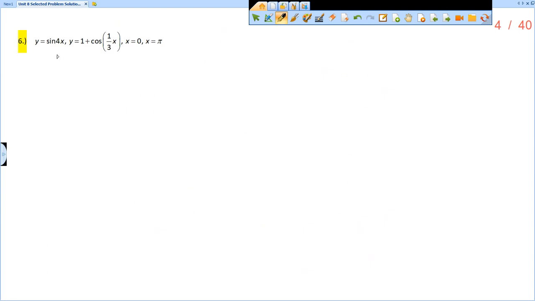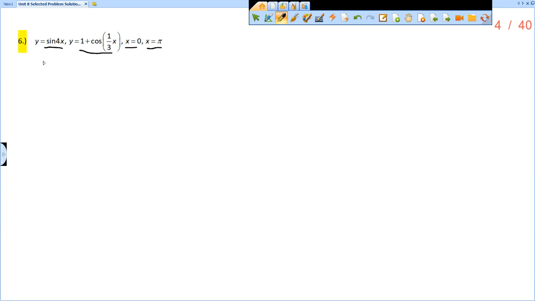I've got y equals sine of 4x, y equals 1 plus cosine of 1/3 x, x equals 0, x equals pi. The main challenge here is that I have to figure out what sine of 4x looks like and what 1 plus cosine of 1/3 x looks like, and I have to be able to plot them on the same graphing window.